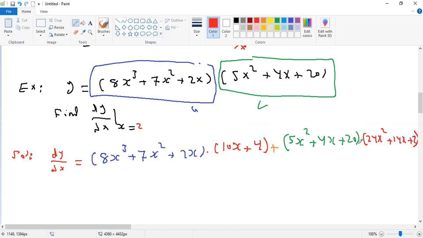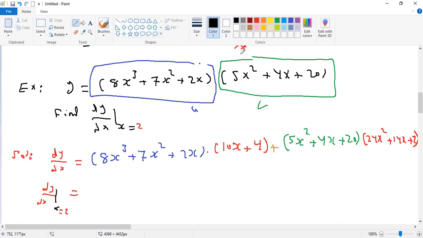Again, 3 by 8 is 24, so 24x squared, because 3 minus 1 is 2. 2 by 7 is 14, so 14x, because 2 minus 1 is 1. And the derivative of 2x is 2. Now, let's just replace what I have to replace. You have to find the derivative at x equal 2. Just substitute x equal 2.